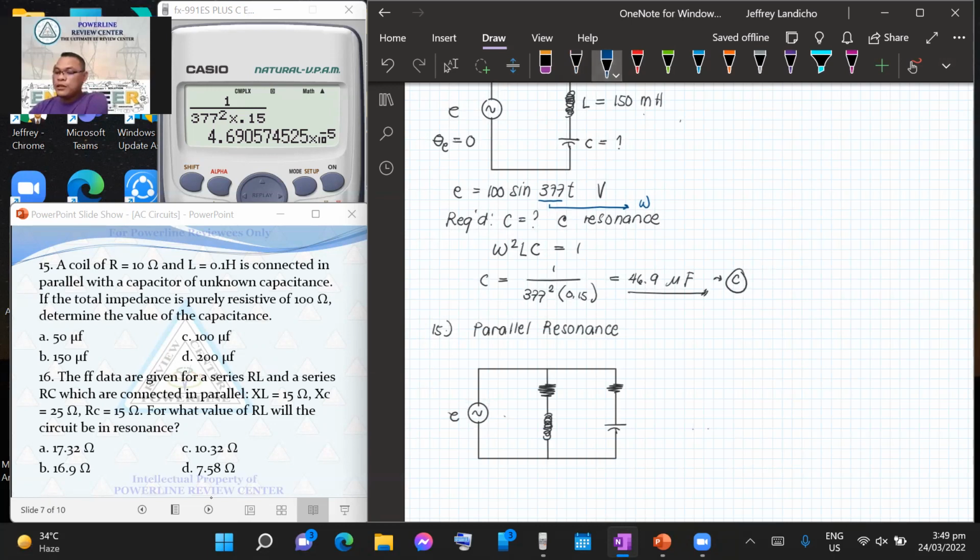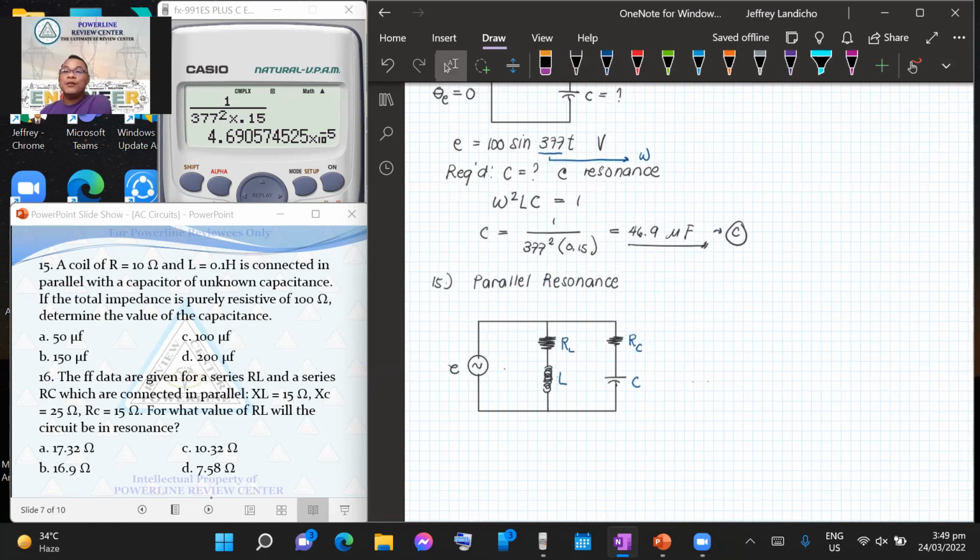Okay, so para general yung ating equation, so we have two circuits, isang RL at isang RC, which are connected in parallel. So para hindi tayo maligaw, let us designate the resistance in series with your inductance as RL, and this should be our X of L, no? Then the resistance in series with the capacitor, that is RC, then this should be its capacitive reactance. So meron tayong parallel circuit.